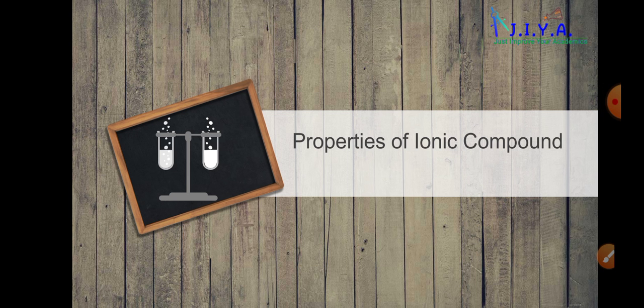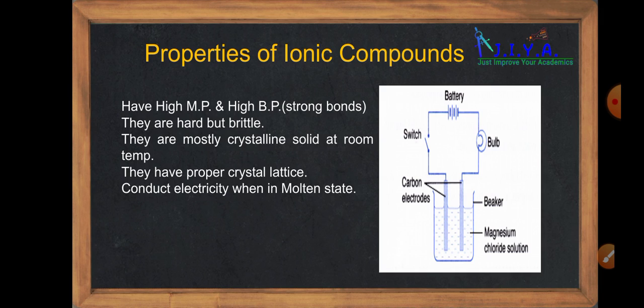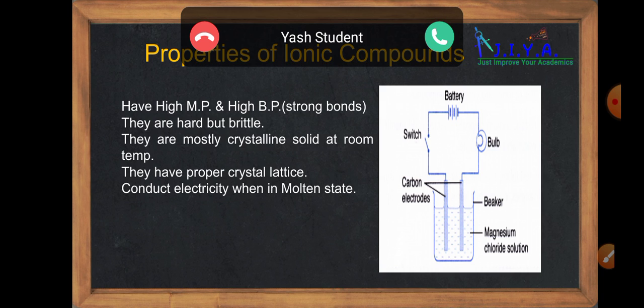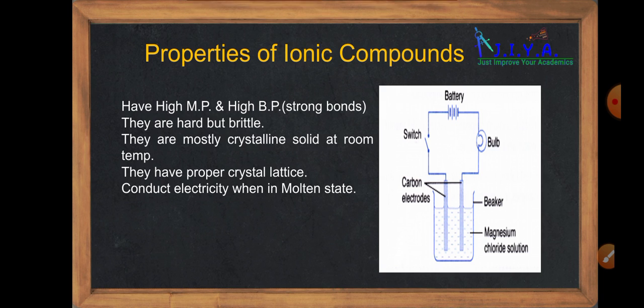Now what are the properties of ionic compounds? Ionic compounds have high melting and high boiling points because these bonds are strong. Ionic compounds are hard but brittle. They are mostly crystalline solids at room temperature. They have a proper crystal lattice and they can conduct electricity when in the molten state.